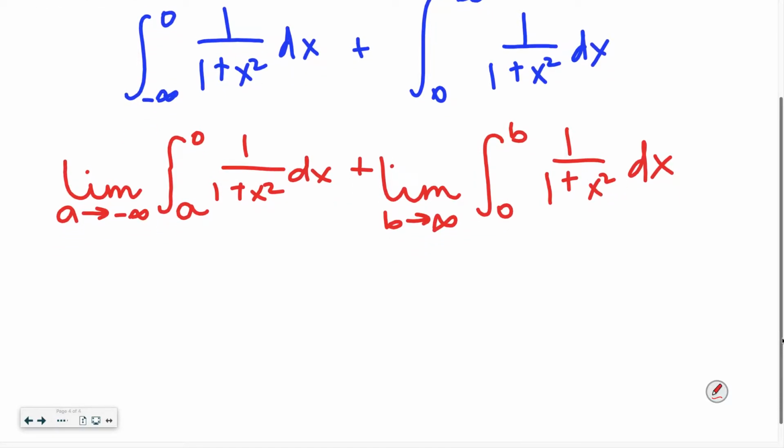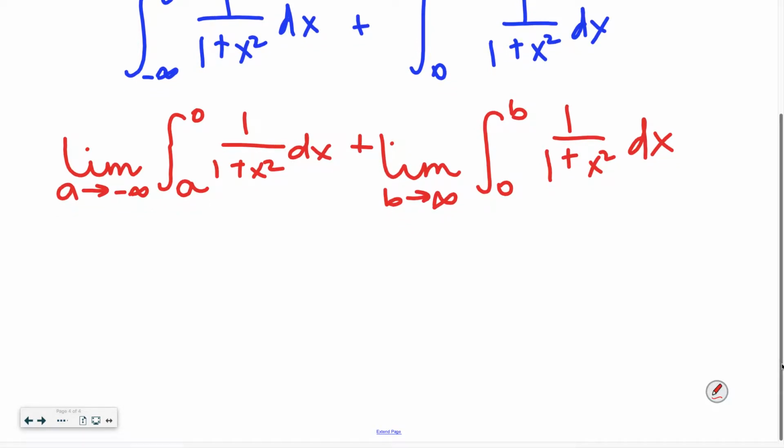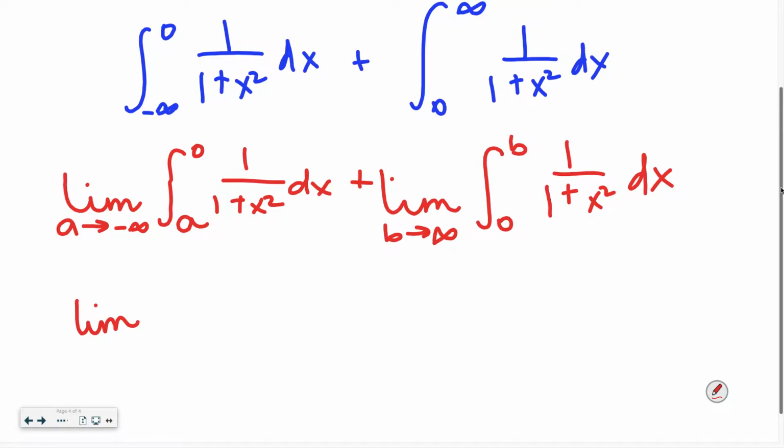As a review, our antiderivative for 1 over 1 plus x squared is arctangent of x. This was infinity. I changed it to b and created a limit as b approaches infinity. We can't have infinity as a limit of integration.